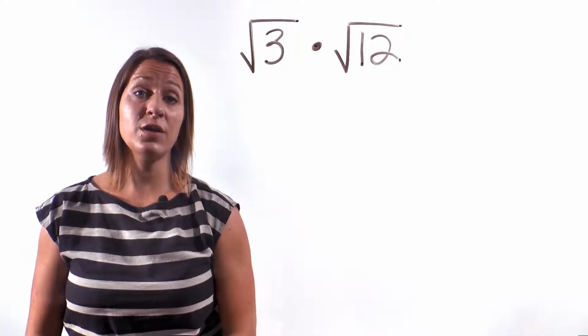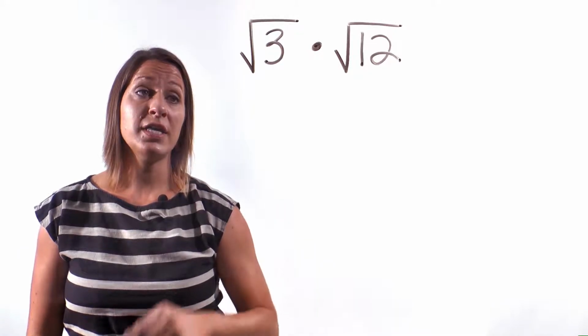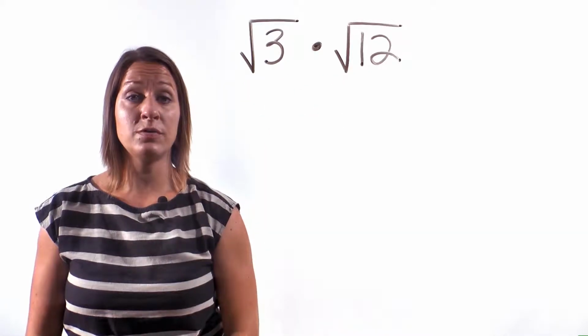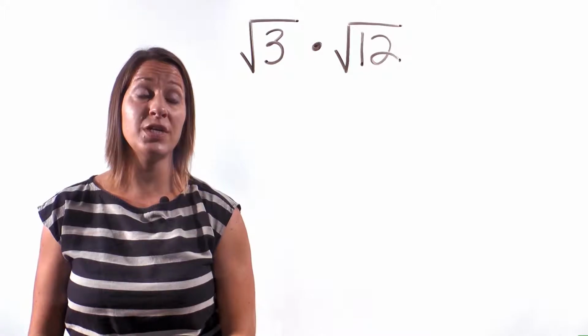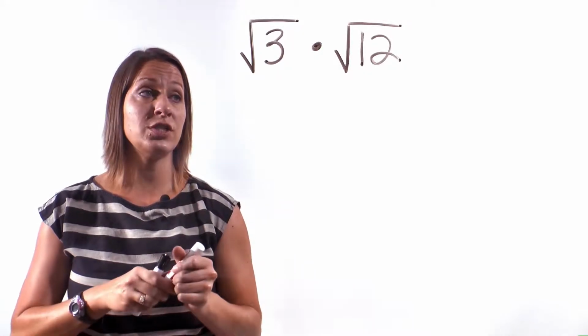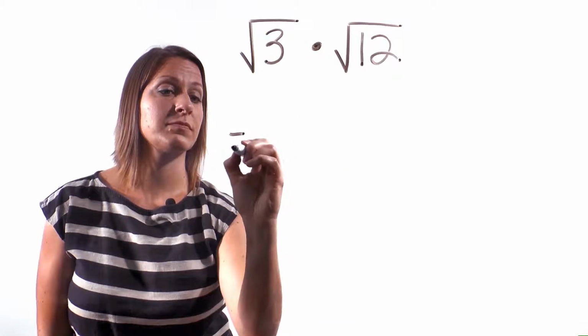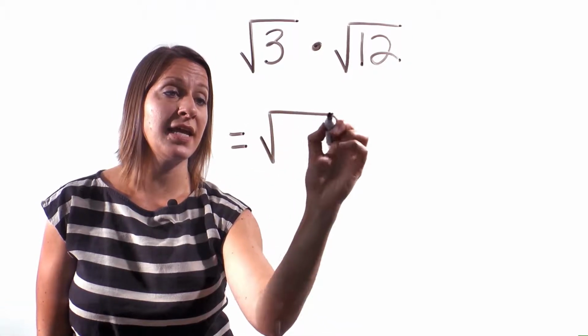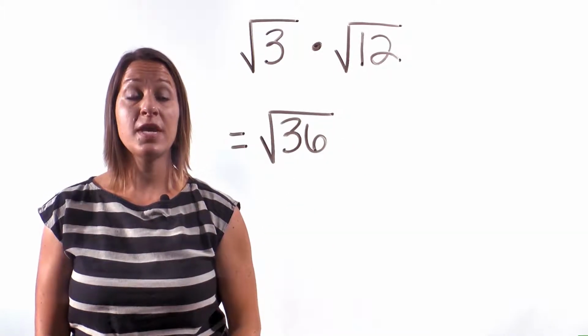Now, when multiplying radical numbers, as long as it's the same radical, we can multiply the inside numbers. For example, these are both square root symbols. So because they're both square root symbols, we can multiply 3 times 12, which is 36. And 36 would stay underneath the square root symbol.